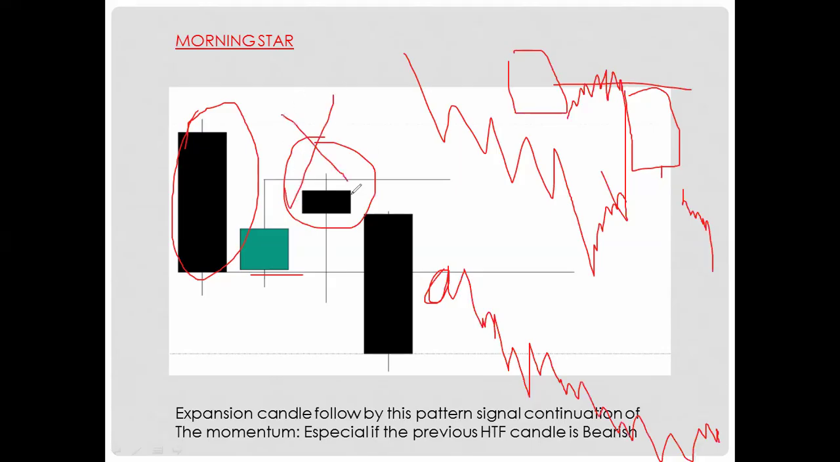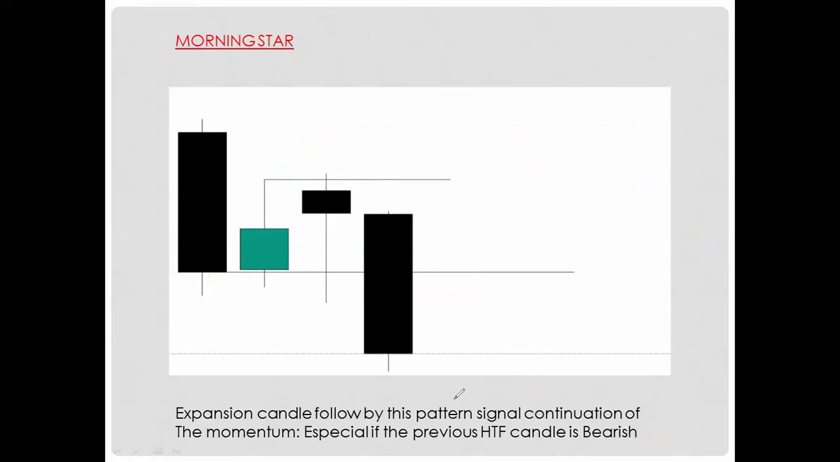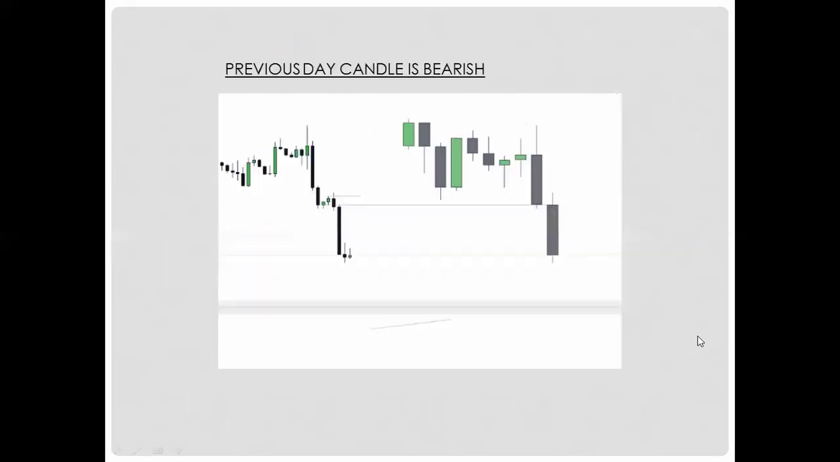Do I have to show you all? Yes, this is my promise. I want to show you all of them, guys. So you see, I said that what? Expansion candle followed by this pattern signals what? Continuation in the direction of what? Of the previous higher time frame candle. This is continuation, guys. Let's dive in and see what is going on.